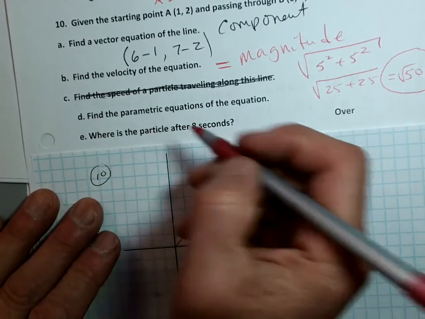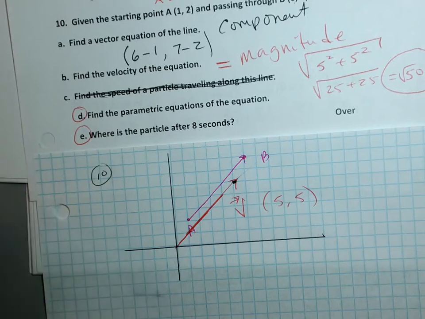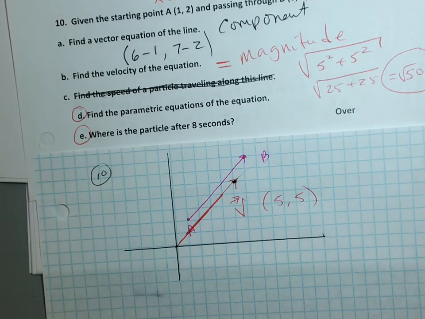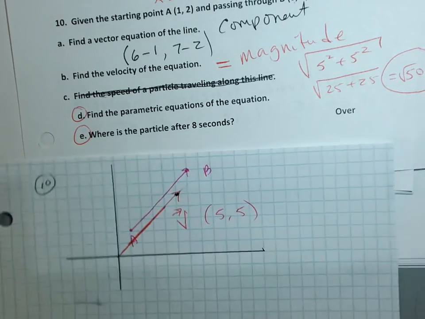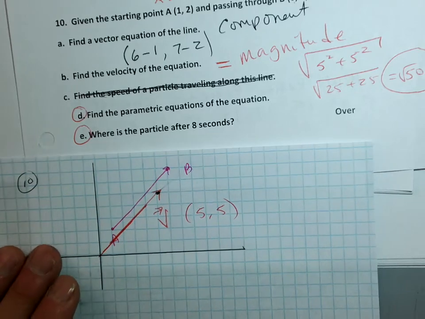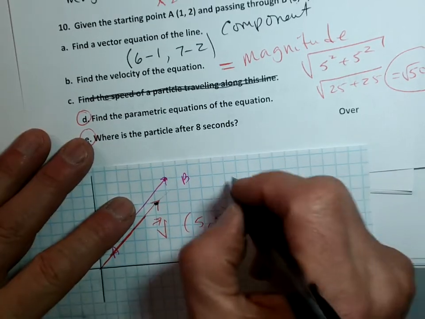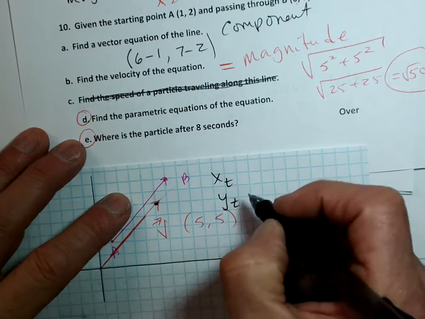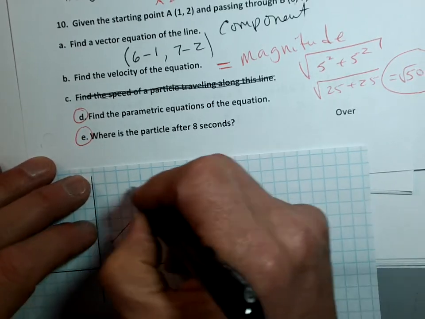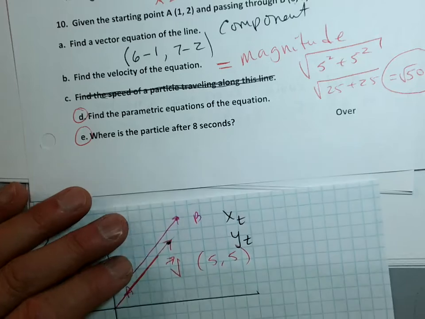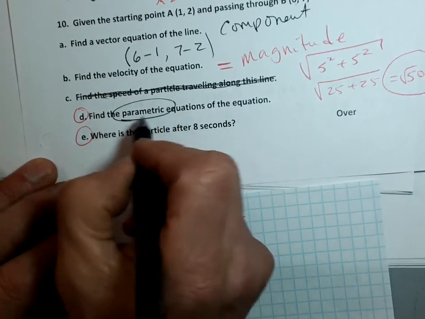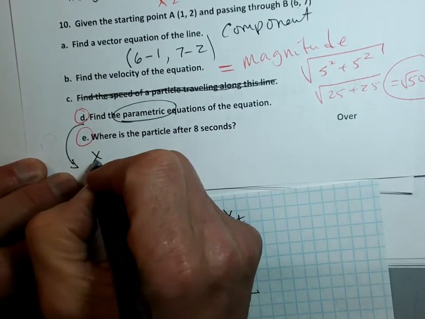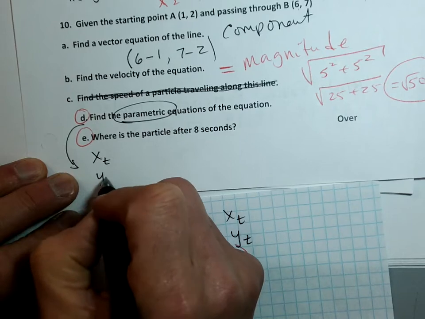Now, let's make it into a parametric. Let's look at the original AB. Parametrics go like this: x of t, y of t. I can do my parametric down here: x of t, y of t.